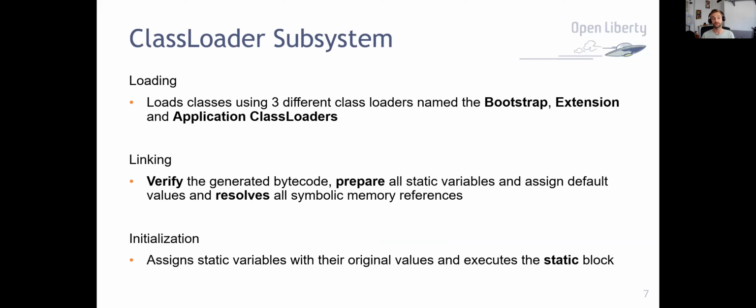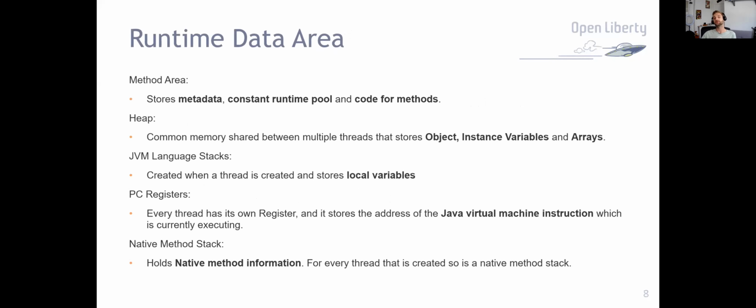Like I mentioned, the ClassLoader Subsystem is responsible for loading, so it loads classes using three different class loaders. You've got Bootstrap, Extension, and the application class loader. The linking part essentially verifies the generated bytecode, prepares all the static variables, and then assigns values and resolves any symbolic memory references. And then initialization essentially assigns static variables their original values and executes the static block. So that's the ClassLoader Subsystem.